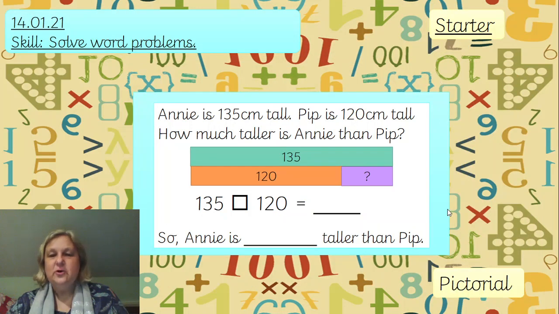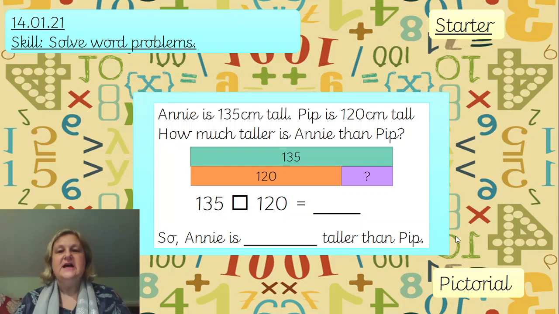Okay, so we're going to be starting with our little starter. You can do this by thinking and talking it aloud, and be ready to check the answer with me in a second. I'll read it to you. Annie is 135 centimetres tall. Pip is 120 centimetres tall. How much taller is Annie than Pip? So we know she's the tallest because it tells us that. So we're trying to find the difference here. What do we do when we know the difference? What's that operation? Are we adding or are we taking away? I leave the rest of that to you. Pause the video.